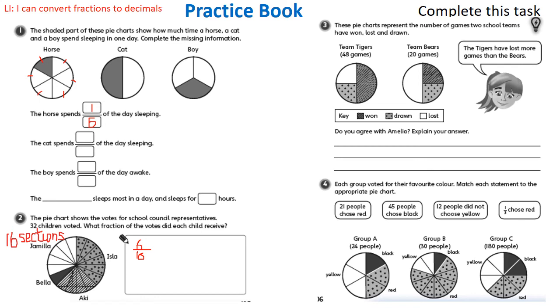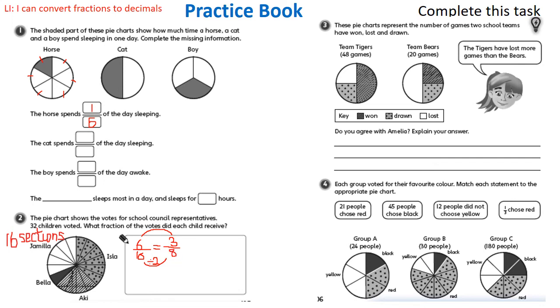6/16 of the vote. But I can see that both those numbers are even, so I know that that fraction is not in its simplest form. I can divide both by 2. What I do to the denominator, I do to the numerator. So if I divide both by 2, 6 divided by 2 is going to give me 3. 16 divided by 2 is going to give me 8.